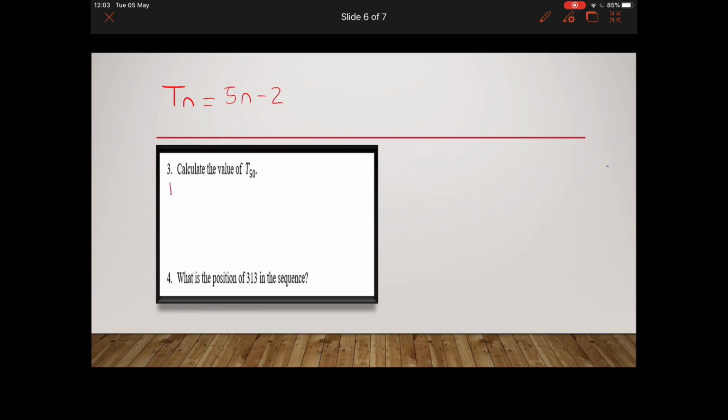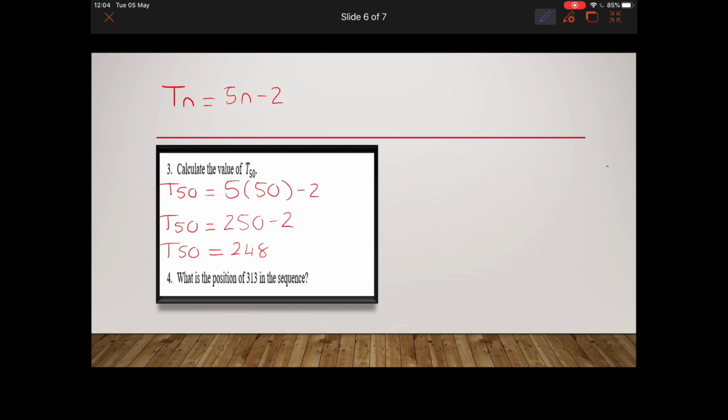So now they say, well, T50 is equal to 5. Now in the place of n, we're going to put 50 minus 2. So that means that T50 is equal to 5 times 50 is 250 minus 2, which makes the actual term number at the position of 50, 248.